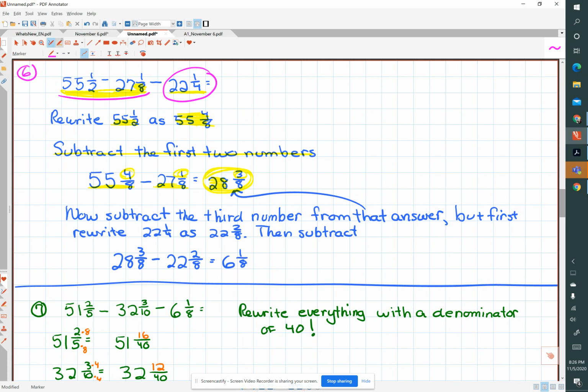So the first thing I'm going to do is rewrite 24 and 1/4. I need 8 in the denominator. So I can rewrite it as 24 and 2/8, and then I will subtract 28 and 3/8 minus 24 and 2/8. 28 minus 24 is 4. 3 minus 2 is 1. And this is our final answer, 4 and 1/8. That wasn't too hard, was it?